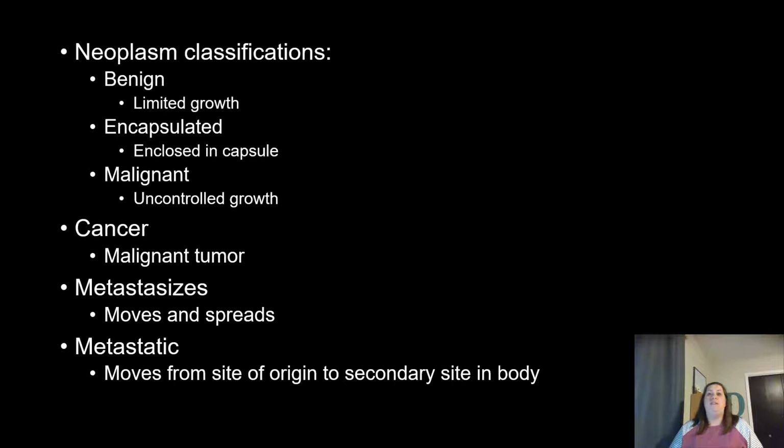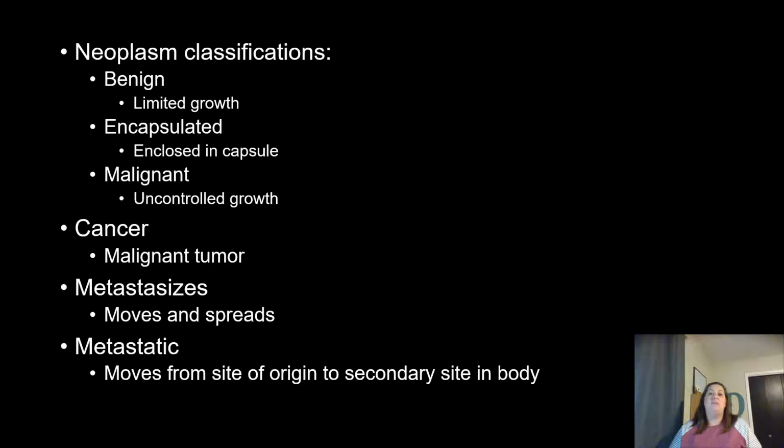This is where you hear individuals say, yes, I was diagnosed with lung cancer, but now I also have cancer in my liver and my kidneys. Normally, that's the lung cancer and it's spread to other areas. It's what we call metastasized. Metastatic means it moves from its site of origin to a secondary site in the body.